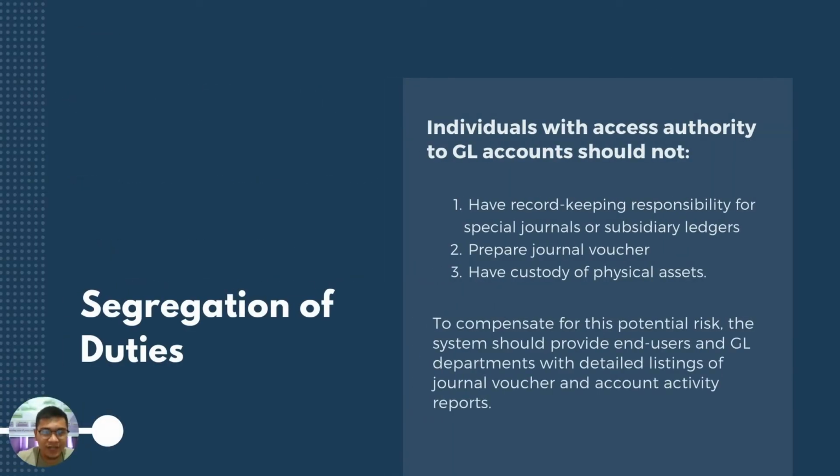Next, we have segregation of duties. In segregation of duties, we have seen how the general ledger provides verification control for the accounting process, and to do so, the task of updating the general ledger must be separate from all accounting and asset custody responsibility within the organization. Therefore, individuals with access to general ledger accounts should not, number one, have record-keeping responsibility for special journals or subsidiary ledgers. Number two, should not prepare journal vouchers. And number three, should not have custody of physical assets.